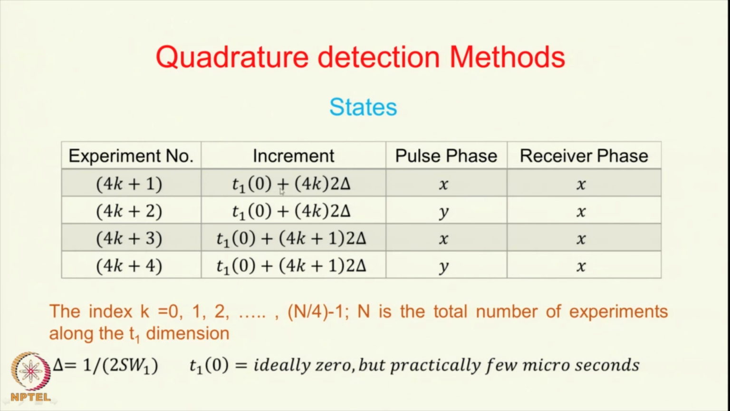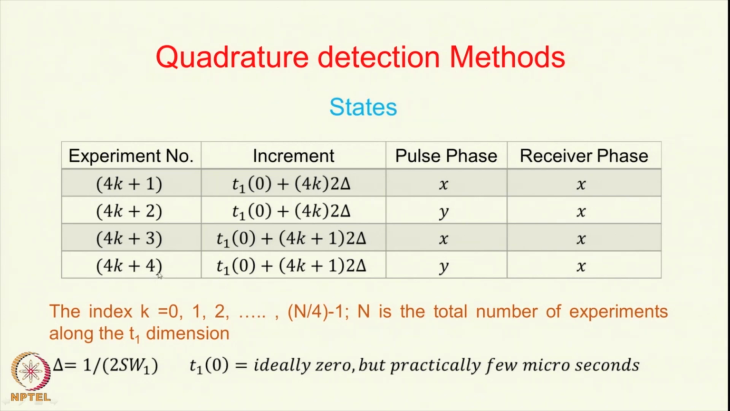Let me correct it, say it clearly once more. When k is equal to 0, the increment 2 delta is not there, we only have T10, and this is 0. For the third experiment there is this first increment, that increment is now 2 delta and the phase of the pulse is x, and here once again we do 2 experiments.